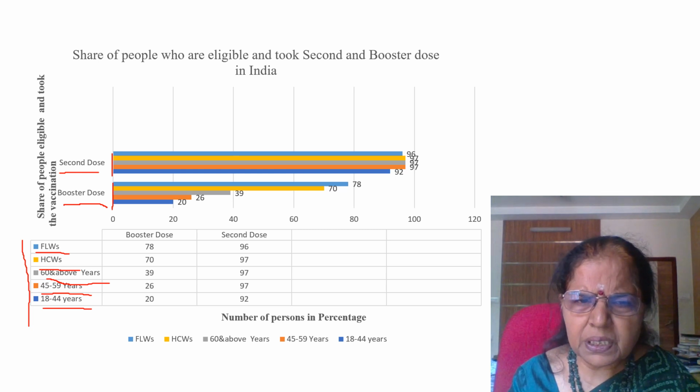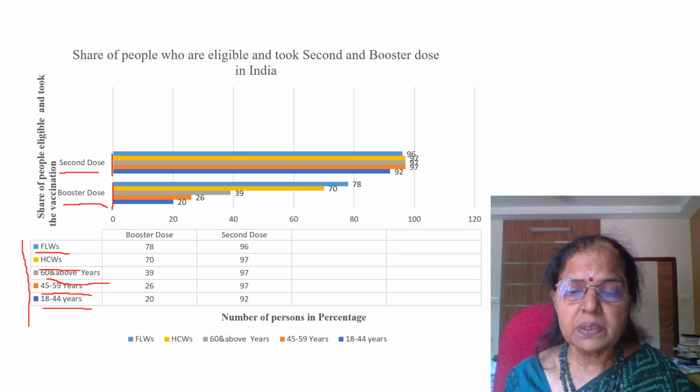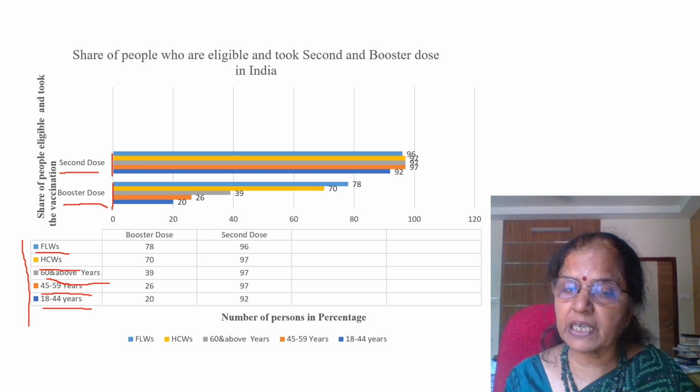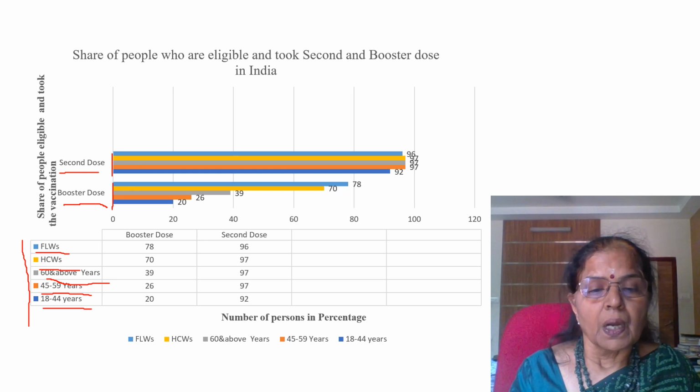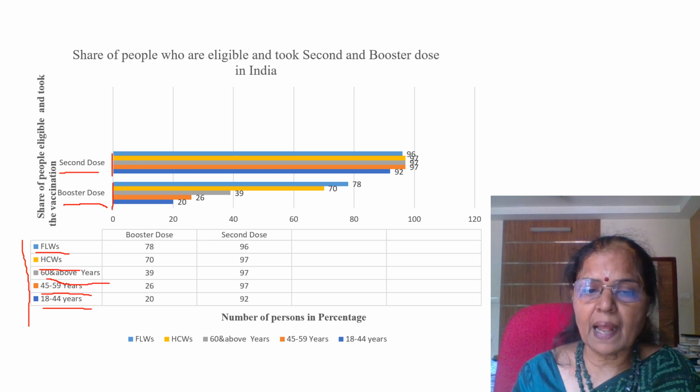You need not look into this graph because it is very crowded, 96-97% see. So you can look into the table underneath. Sometimes they may give both the graph and the table, sometimes they may not give. If the table is given, it's better for you. So now you understand the graph.